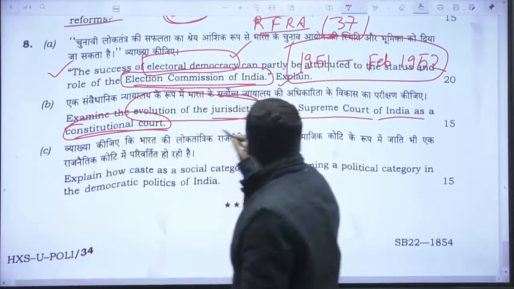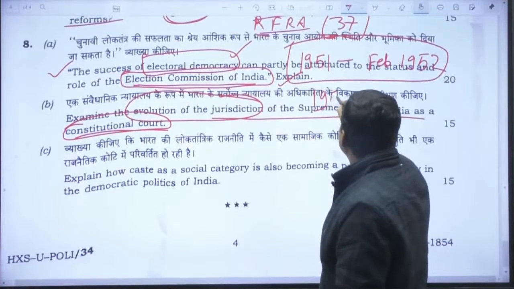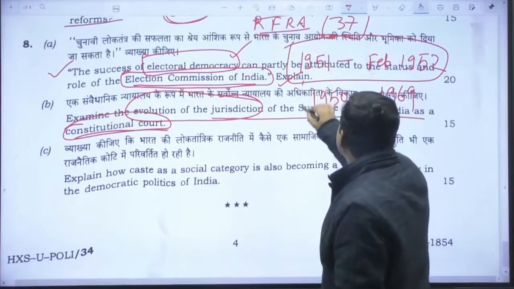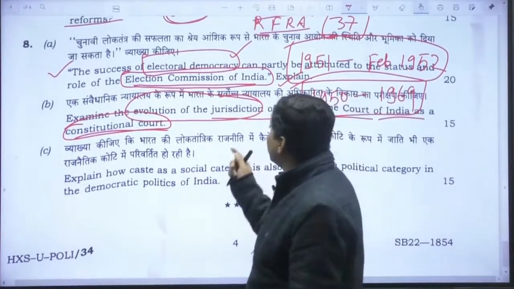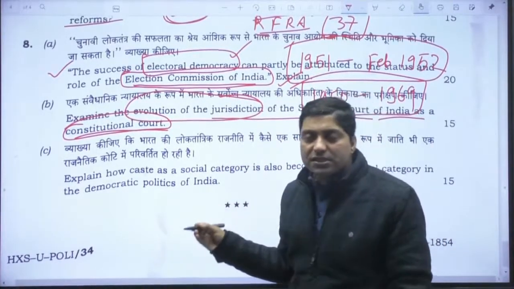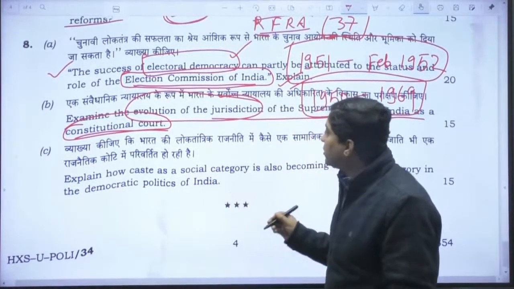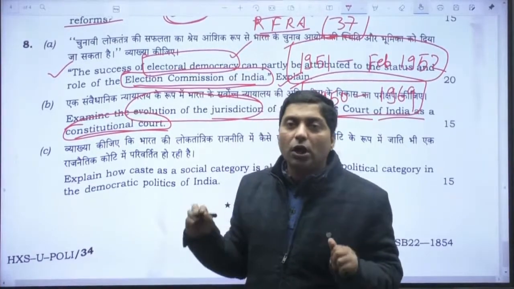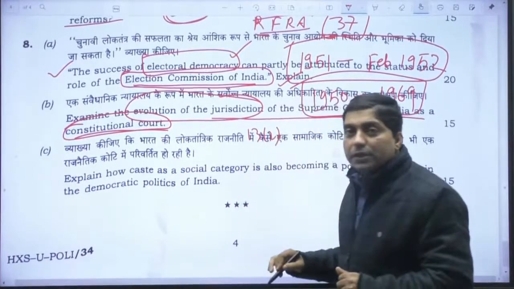First, you have to cover the period from 1950 to 1969, with many cases like the Sajjan Singh case, in which the Supreme Court said that Parliament has the power under Article 368 to amend any part of the Indian Constitution, including fundamental rights, because a constitutional amendment is not a law under Article 13 Clause 2, right?